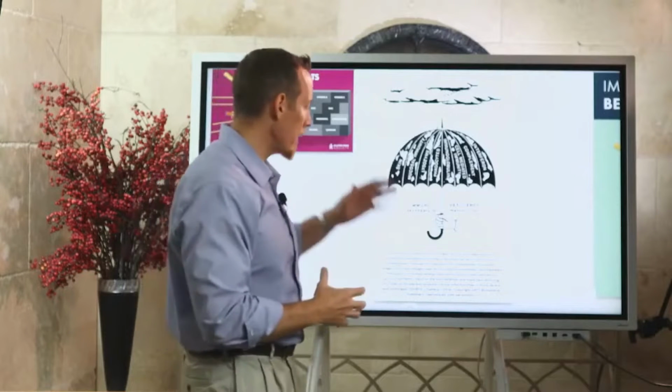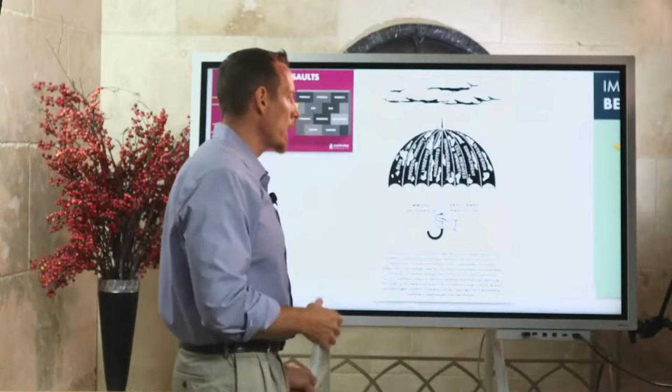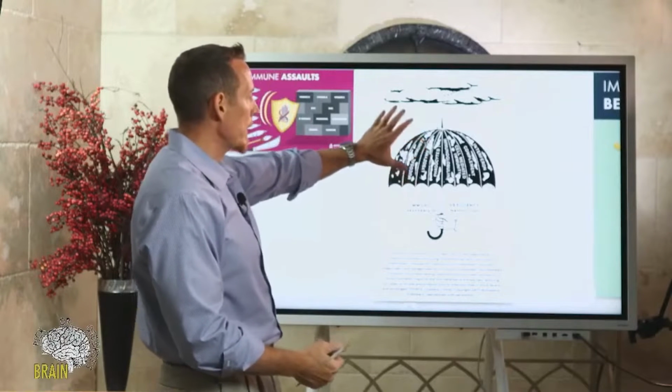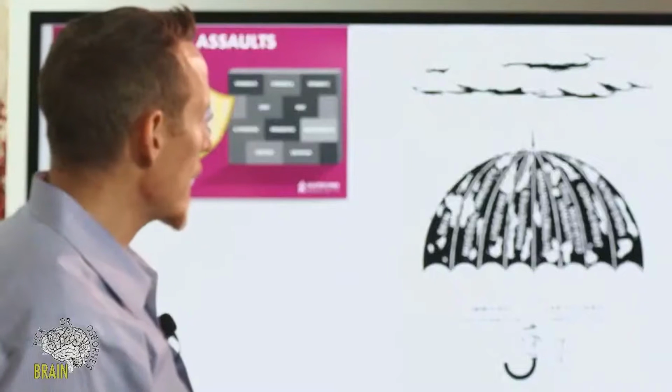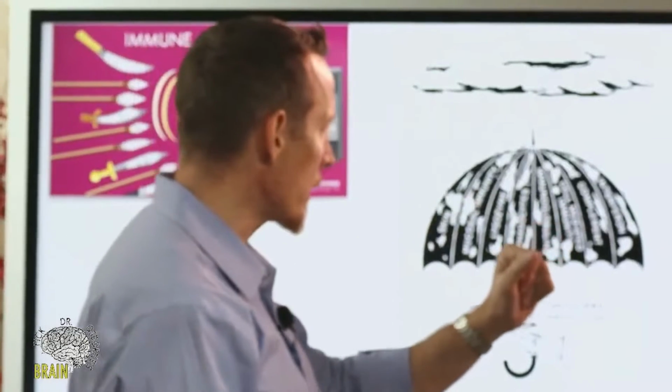And so what we're looking at here in this particular diagram, the way I want you to think about this is the storm clouds above this umbrella are all of the assaults on the immune system, all the things that are going to come at your immune system during any given time. And your immune system is represented by this umbrella.